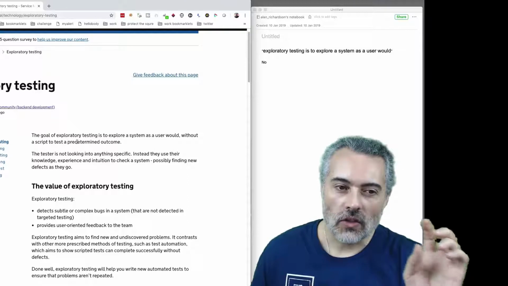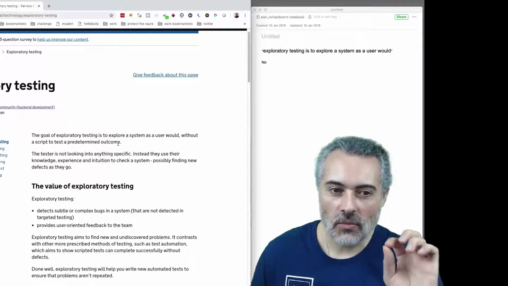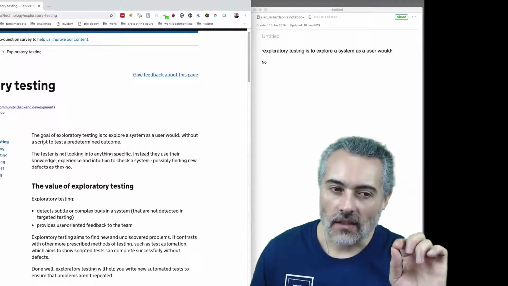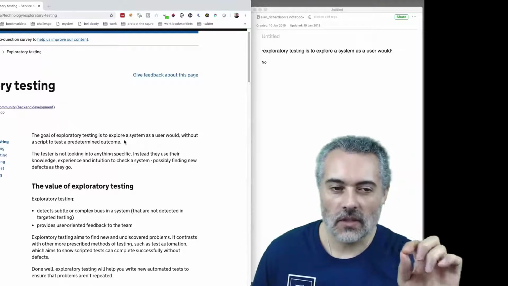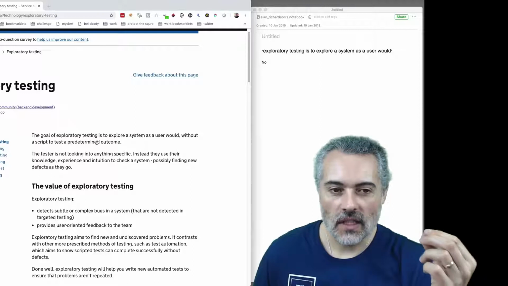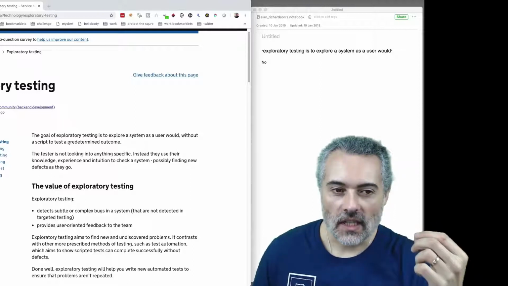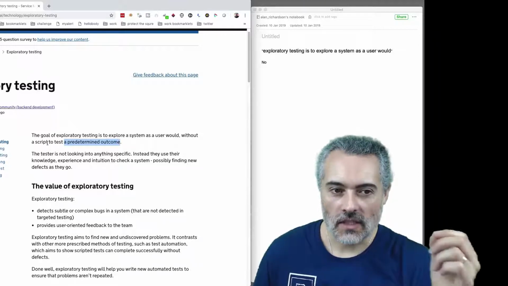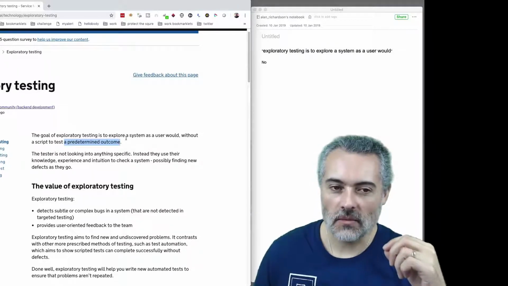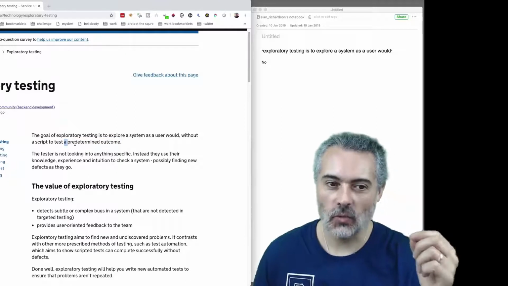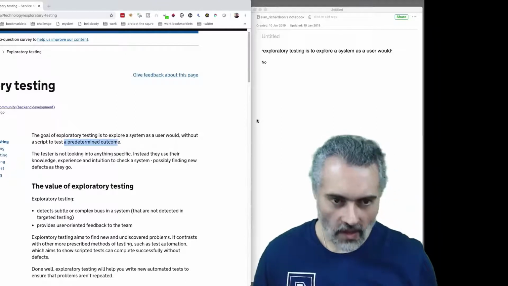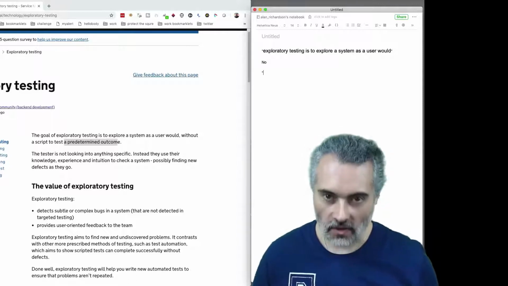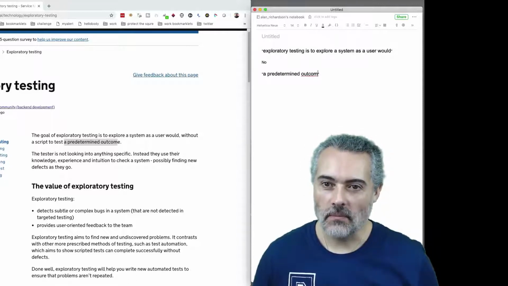And then, without a script to test a predetermined outcome. So I'm assuming that this means... I can't tell from this. This is ambiguous to me, and you might have a better grasp of English. Does this mean we're exploratory testing without a predetermined outcome? So this is without a script to test a predetermined outcome. Does that mean exploratory testing has no predetermined outcome? Or it just means without a script to tell us the predetermined outcome? So I'm not sure what that means.